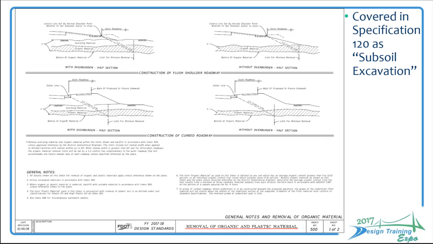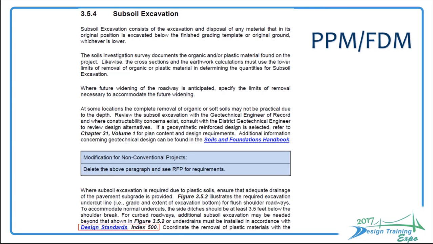As an example of some of the issues that are currently present, I grabbed the Subsoil Excavation 120 spec. Here we have a current design standard that's titled Removal of Organic and Plastic Material, Index 500. That removal of organic and plastic material in that context is not referenced within any of the other contract documents. It's all referred to as subsoil excavation. It's paid for in the pay item structure through 120 subsoil excavation.